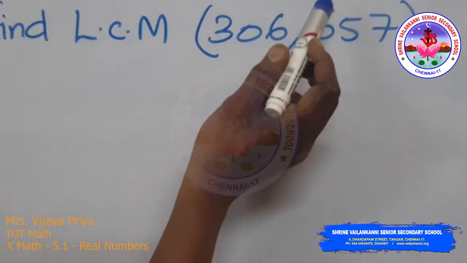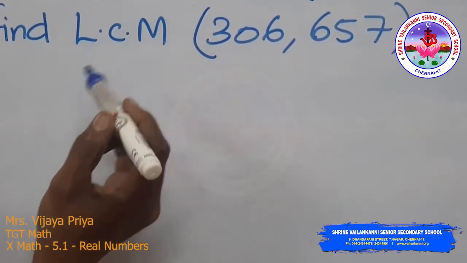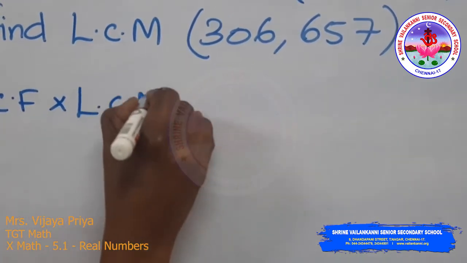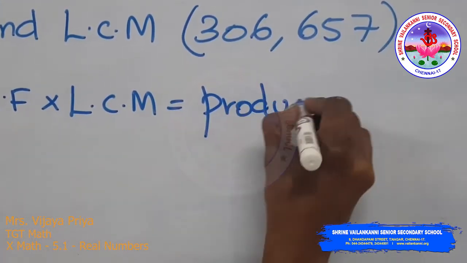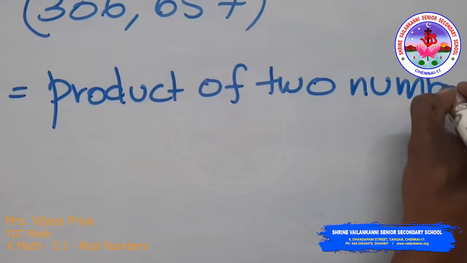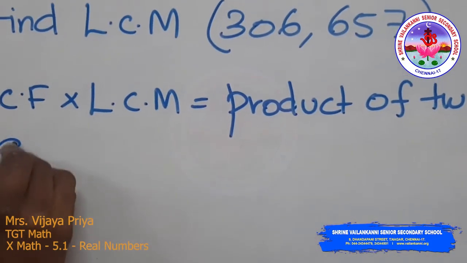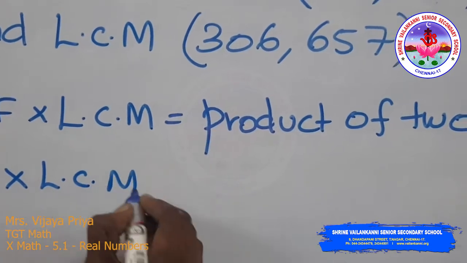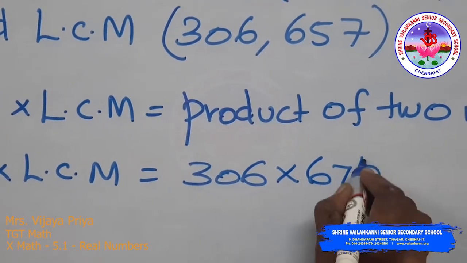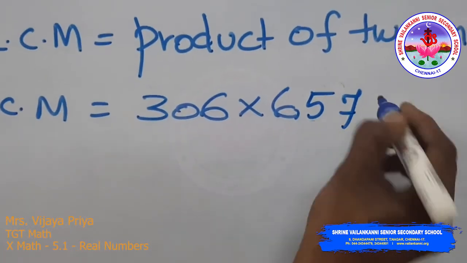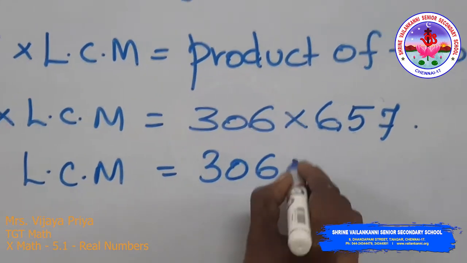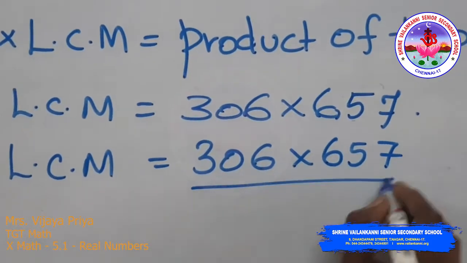Fourth problem, given that HCF of 306 and 657 is 9, find LCM of 306 and 657. So he has given HCF of these two numbers, he needs to find the LCM. So I am going to use the concept HCF into LCM is equal to product of the given two numbers. Where my HCF is 9, my LCM I will not be knowing. So product of two numbers is 306 into 657. So now bringing this 9 to the other side, we get LCM is equal to 306 into 657 by 9.